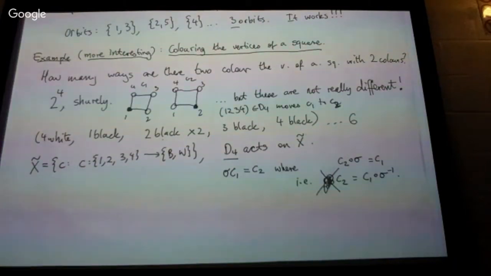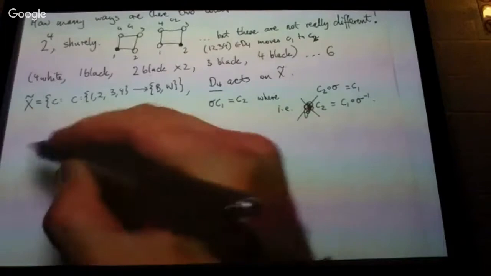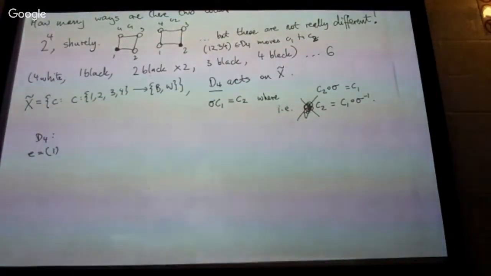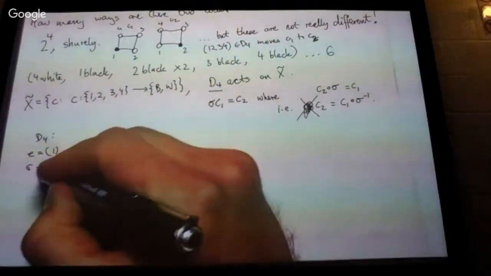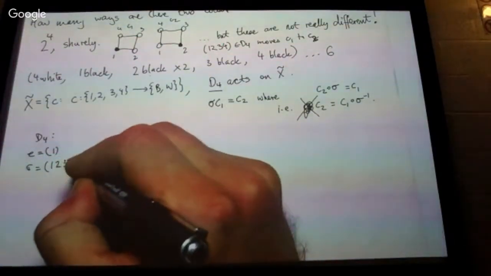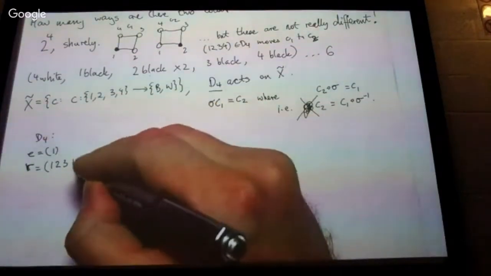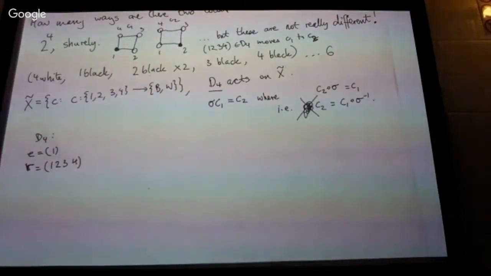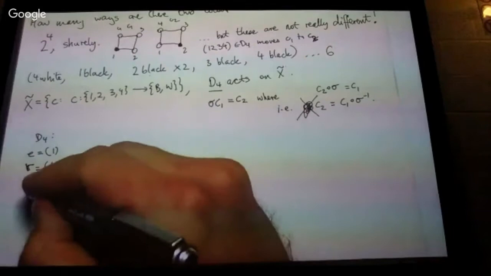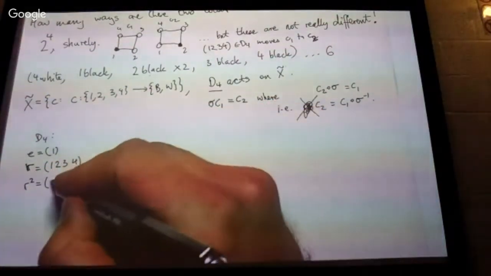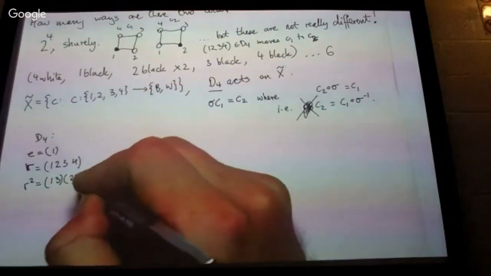So now the group D4 consists of the following elements. The identity. Then we have a rotation, which is 1, 2, 3, 4, so that's R. Then R squared. I think it's 1, 3, 2, 4.